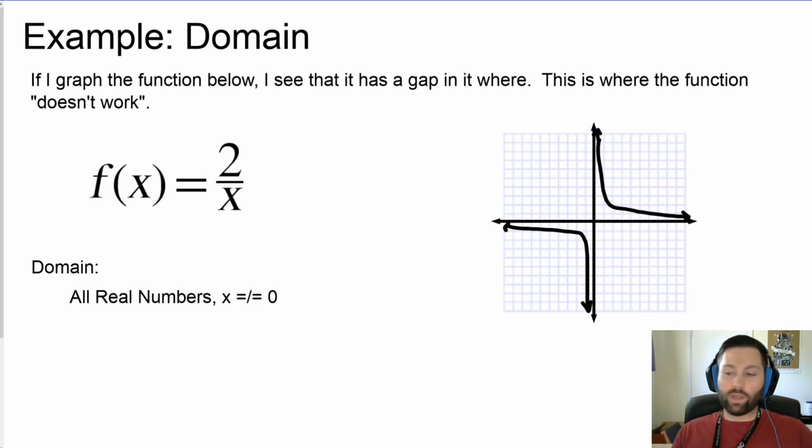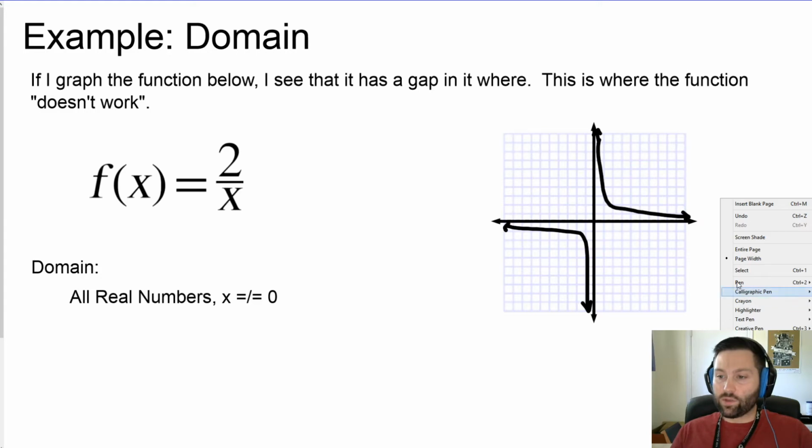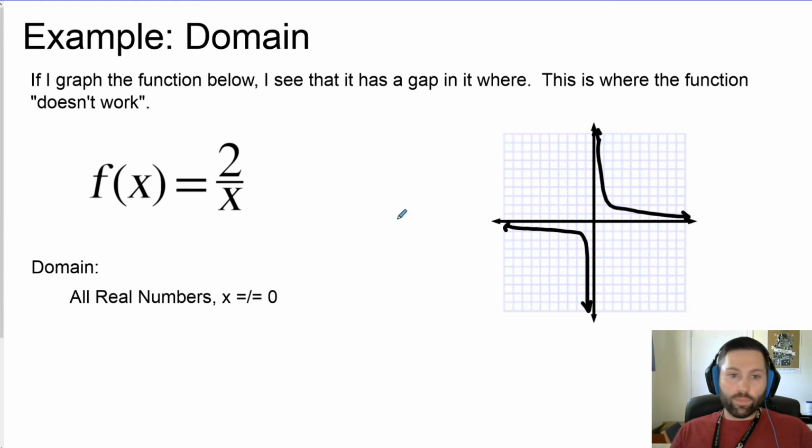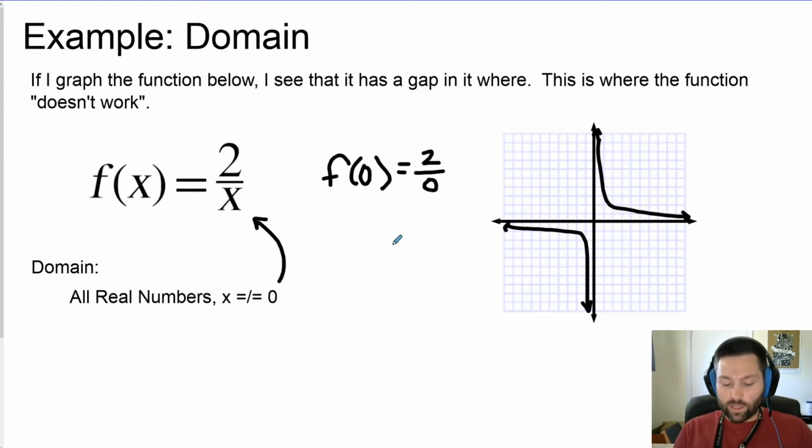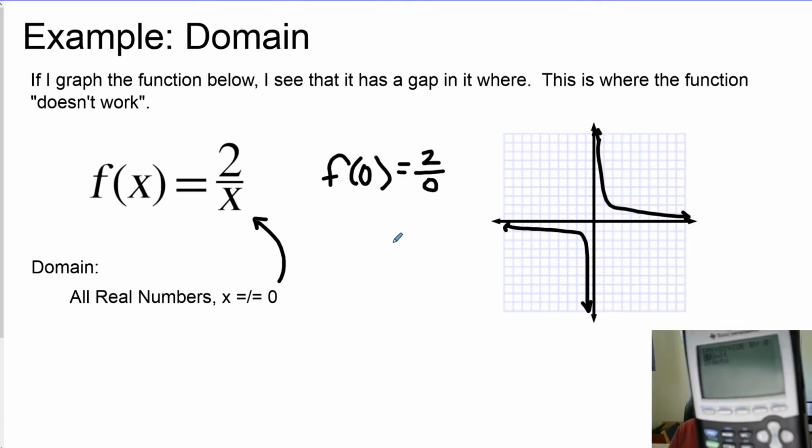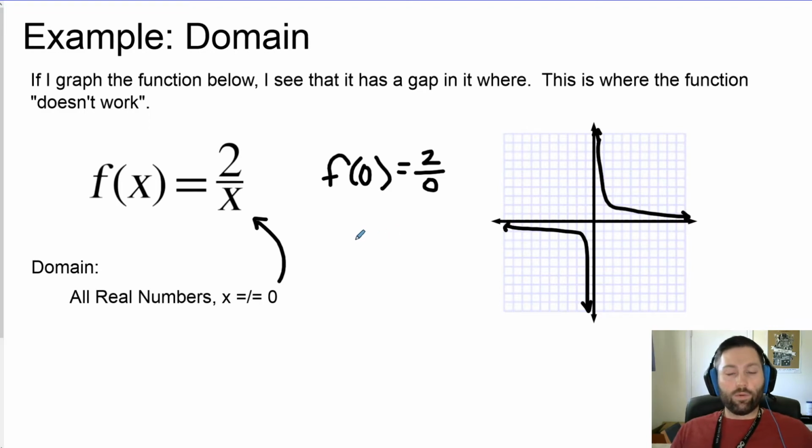And if you put a 0 into the function here, if you tried to actually do this, so we're going to confirm it, if you put a 0 in here, we would get f of 0 equals 2 divided by 0. And then you would try to push that into your calculator, and you'd be like, oh no, error, divide by 0 error. So you would get that this is not part of the domain. So it's not in the domain. So the domain is all real numbers, but x cannot be 0.